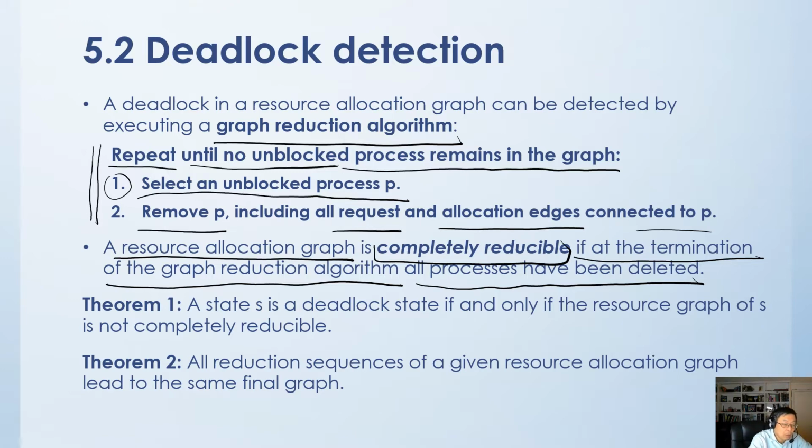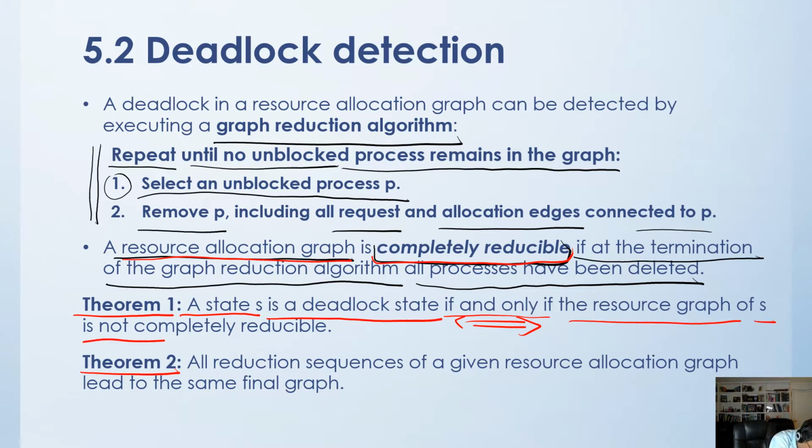Now, what's the purpose of that definition? Let's take a look at two theorems. Theorem number 1: a state S is a deadlock state if and only if the resource graph of S is not completely reducible. That means for the current graph, if we apply the graph reduction algorithm and we eventually cannot completely delete all the processes, then that state S is a deadlock state. So the state of this current graph is a deadlock state.